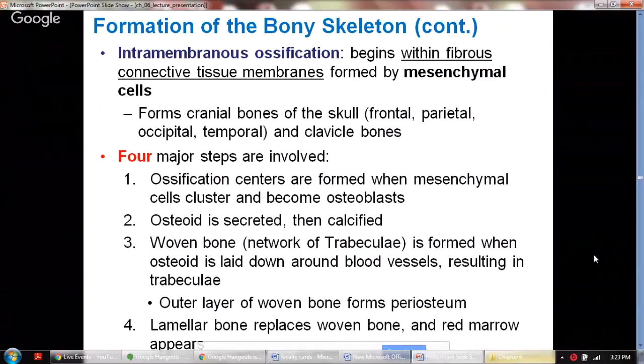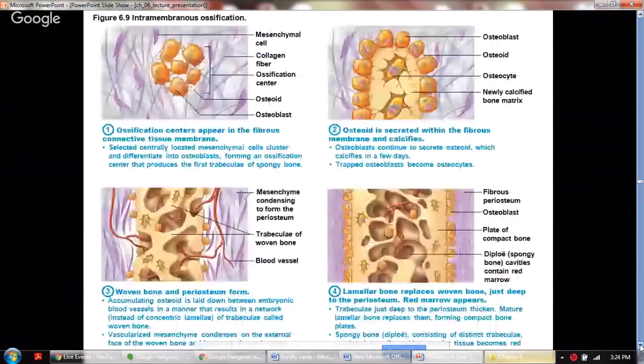The outer layer of this bone then starts to form the periosteum, and later the lamellar bone replaces the woven bone and then turns red, and you would see the red marrow appearance.